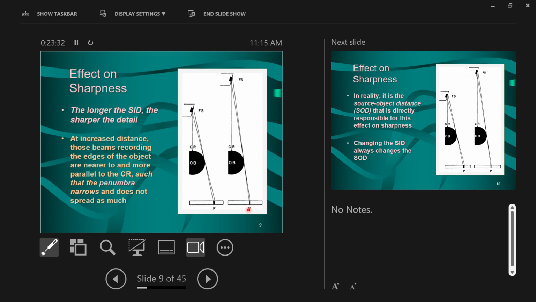As I move my flashlight in close, what do you notice about the edge of the finger? Blurrier. And as I move my flashlight away, ignoring magnification, the edge of my finger is going to get clearer and clearer, sharper and sharper. The penumbral blur gets smaller the further my flashlight is moved away. The same things happen for an X-ray tube.